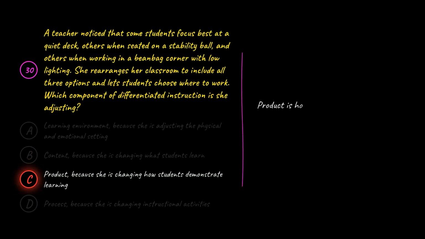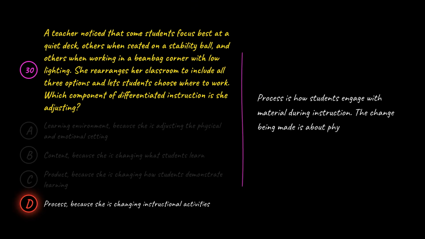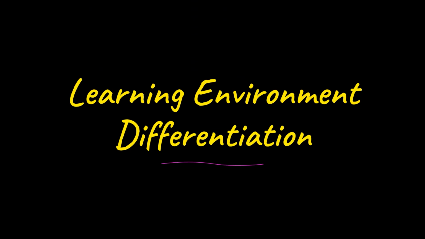C is wrong because product is how students demonstrate learning. The teacher has not specified varied output formats here. D is wrong because process is how students engage with material during instruction. The change being made is about physical setting, not activity type. Learning environment differentiation means adjusting the physical and emotional context in which students learn. It is one of 4 core components of differentiated instruction, and it carries the same weight as content, process, and product.